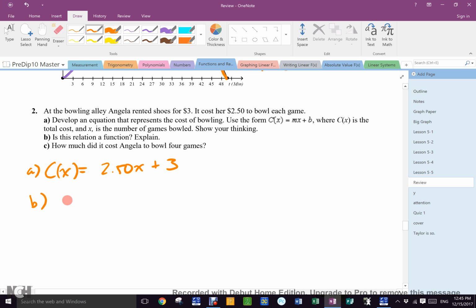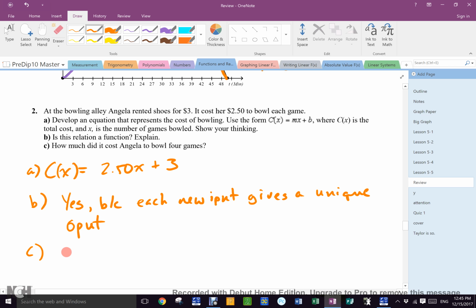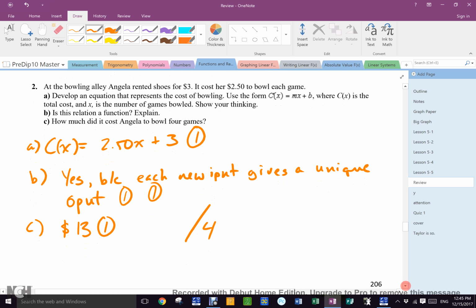B, is it a function? Yeah. Why? Each new input gives a unique output. You know I was going to write output. Yeah, I did. And C. $13. We're going to call that out of 4. One for the equation, one for $13, one for yes, and one for the right reason. Thank you. I couldn't make that word come out of my mouth.